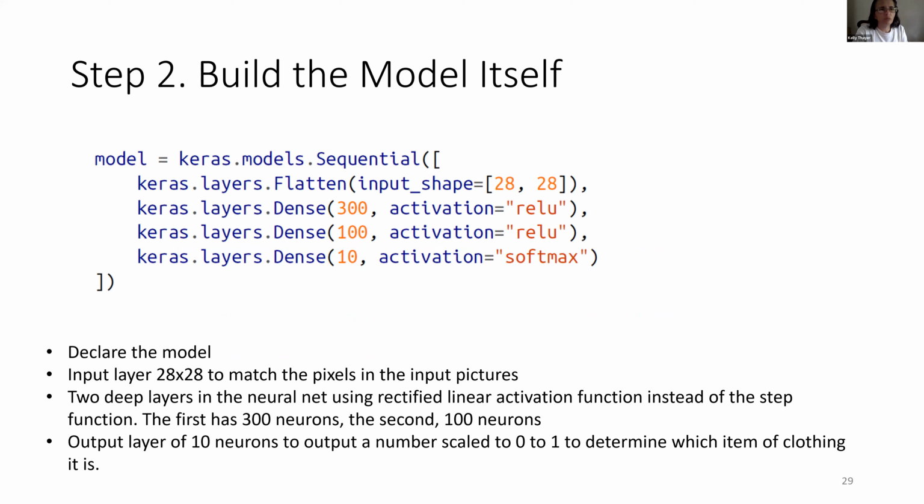So this is a really important slide. This is step 2, how to actually build the model itself. This right here really sets up the architecture of the model that's being used. Here we're going to use a sequential model from Keras, and we are going to basically put in our layers. So our input layer is going to be 28 by 28 pixels. That's the size of the picture.